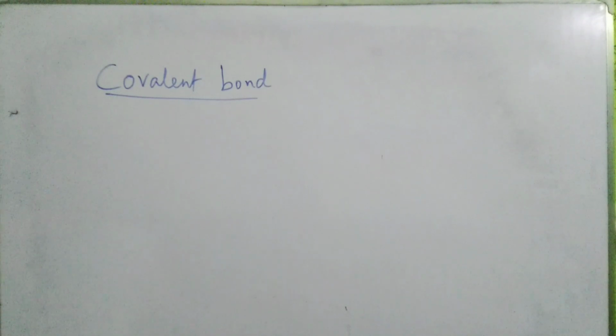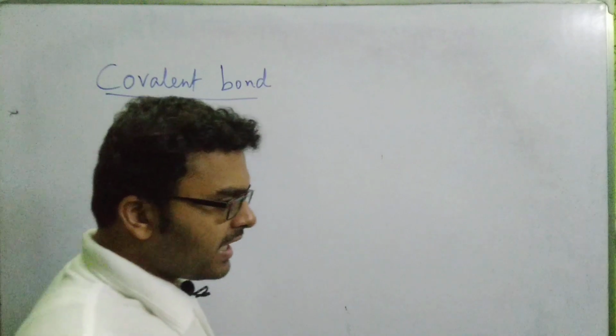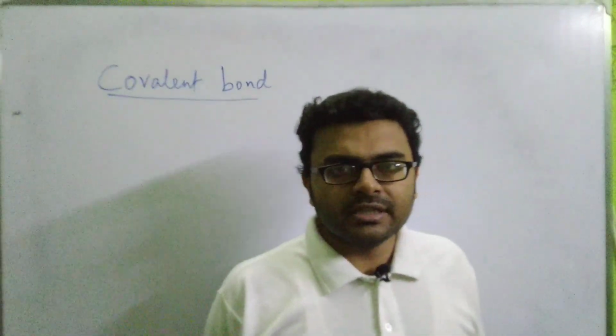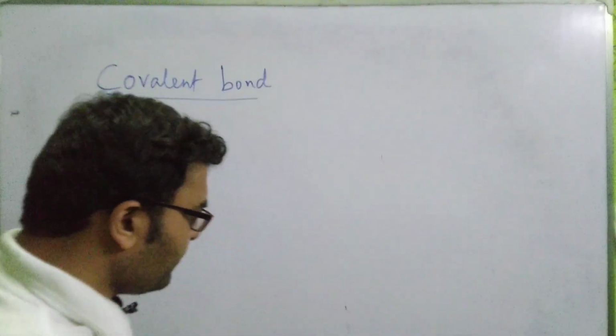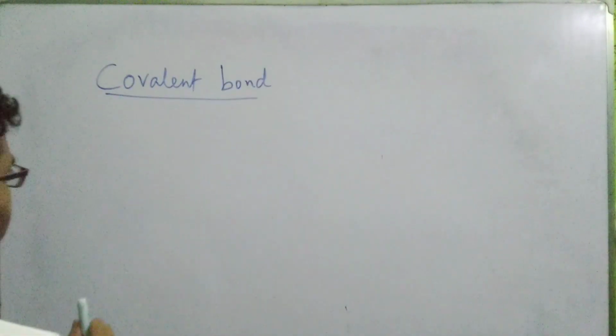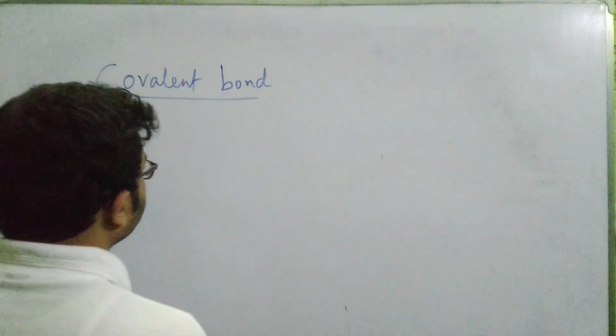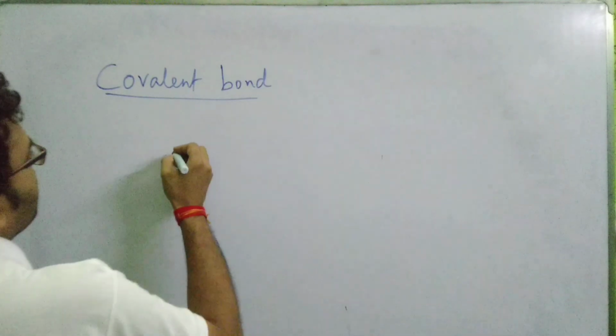Now what is a covalent bond? Here electron sharing takes place. Okay, electron sharing takes place. Now let us consider one example. If we consider the formation of a water molecule, what happens?